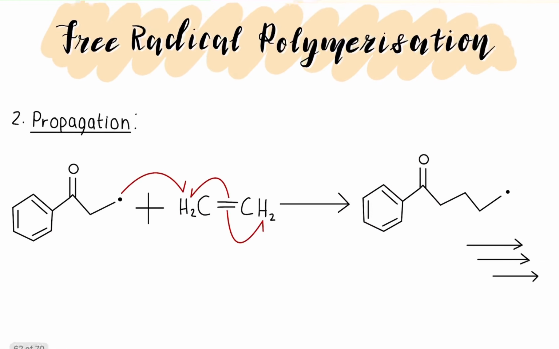The second step is propagation. This is where the radicals on the polymer made from the initiation step adds on to another monomer unit, which then moves the radical to the end, so the whole process can happen again and again. This reaction happens very quickly, until it's stopped by the next step.